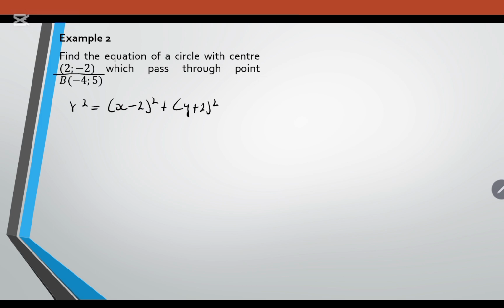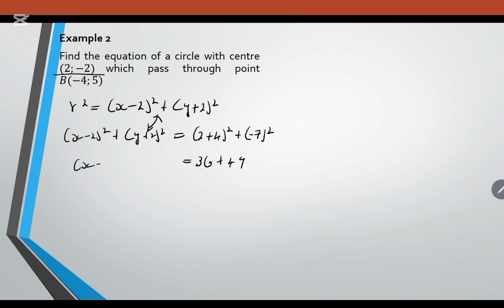But we've got 2 points here. So we can find the distance between the center point and point B. So this is (x minus 2) squared plus (y plus 2) squared, which is just this equation. This is equal to r. Now r squared will be the distance between those 2 points. So that is 2 minus -4, which is 2 plus 4, squared, and -2 minus 5, that is -7, squared. So this will be 6 squared, which is 36, plus 7 squared, which is 49.